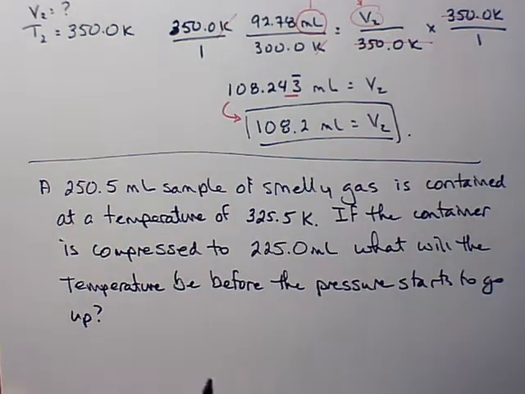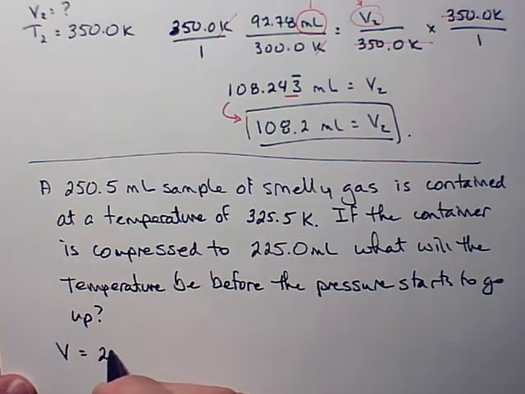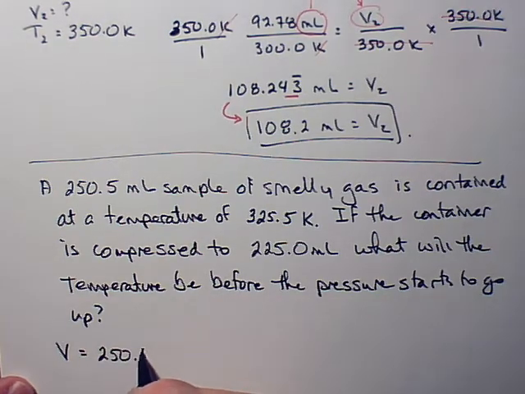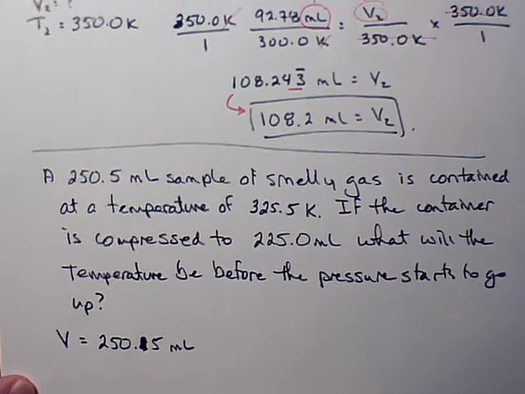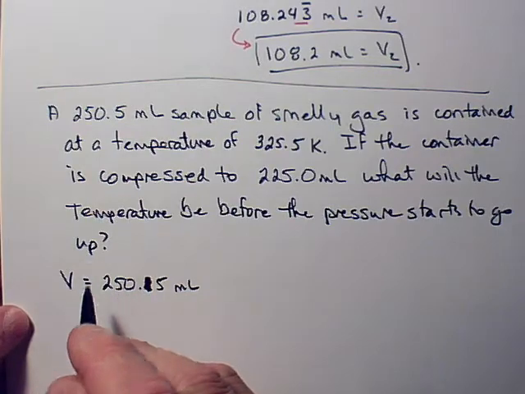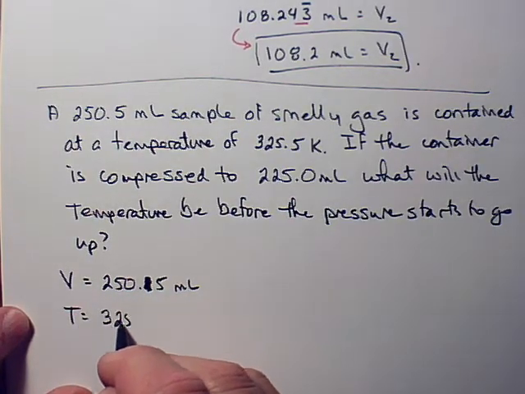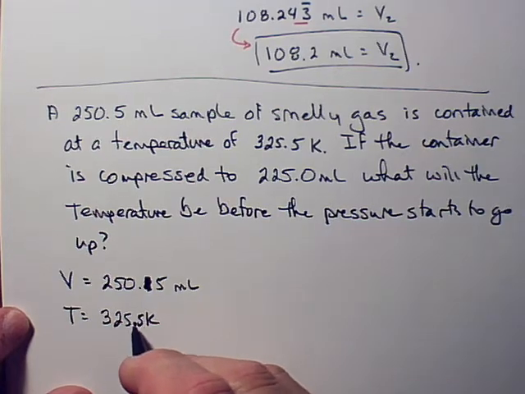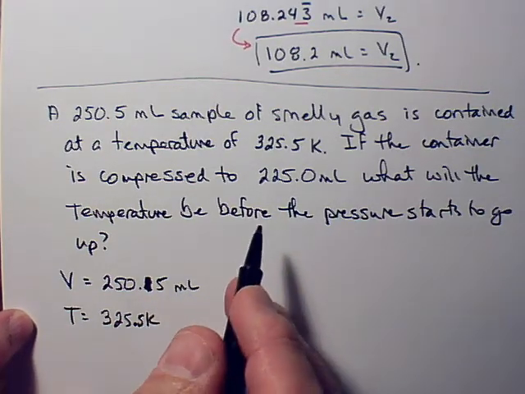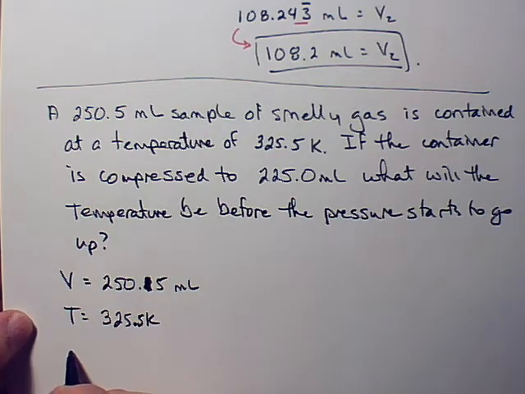Okay, so we've got a volume of 250.5 milliliters. I'll just ignore that big squashy thing there. We've got a temperature of 325.5 K. And the container's compressed to 225.0 milliliters. So we've got a volume 1 and a volume 2 now. And what will the new temperature be? That's temperature 2 before the pressure starts to go up.